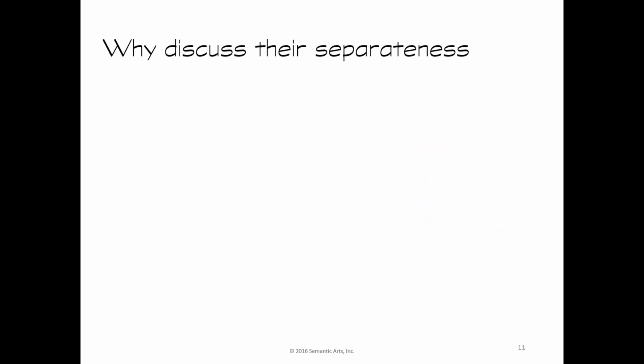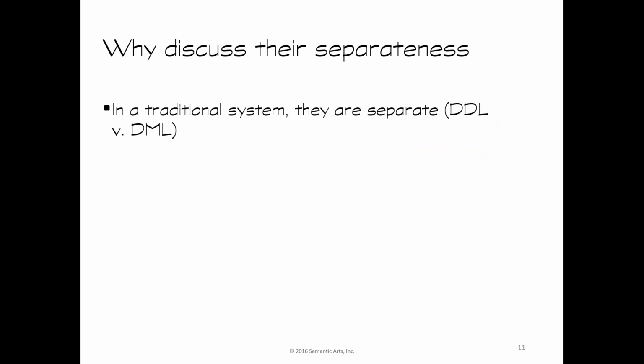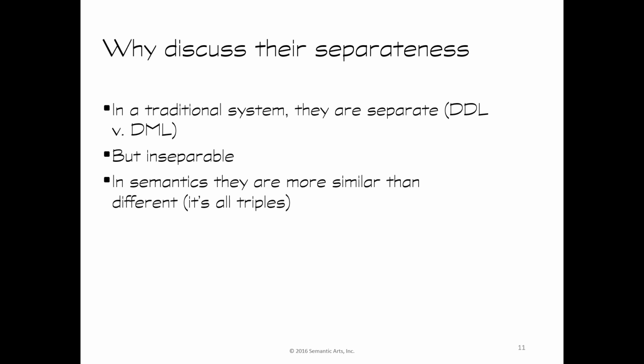So that's just a little level setting on what the T-box and the A-box are. Why do we even discuss the fact that they're separate? It's kind of weird, because in a traditional system they're absolutely separate. There's data definition language and data manipulation language, whatever it is, SQL. And weirdly, even though they are separate, they're inseparable. You can't have data without the schema, and schema without the data is kind of useless. They're bound together in a weird sort of way.